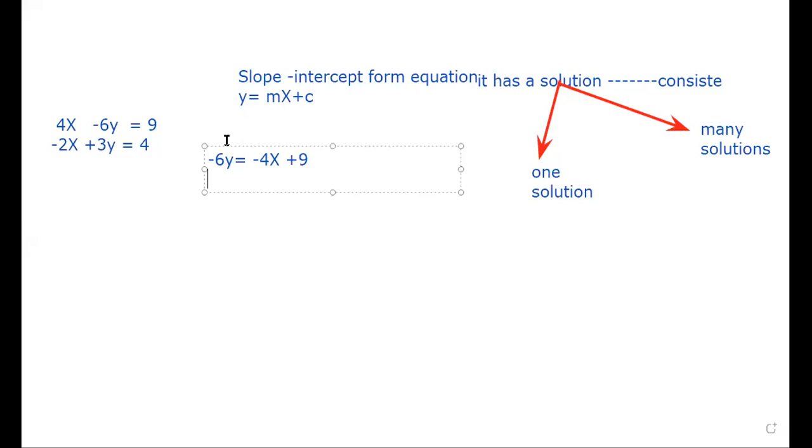Now, what are we going to do to follow the general form? The general form says y equals mx plus c, which means you have to keep y with a coefficient of one. We will divide by negative 6, so we divide negative 6y by negative 6. Then y equals negative 4 divided by negative 6.